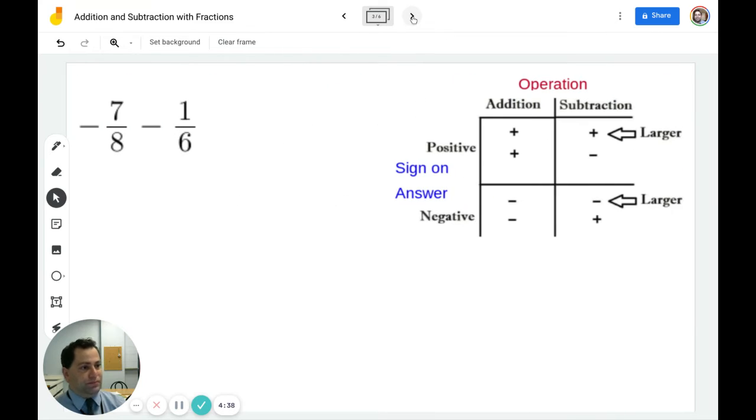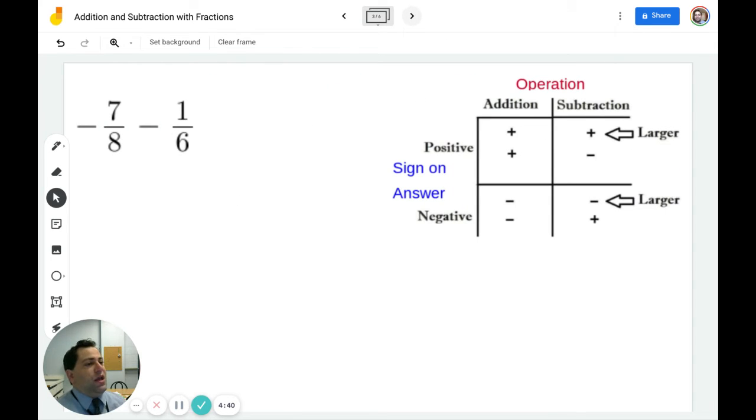Let's try another one. In this example, I have negative 7/8 and a negative 1/6. We start by multiplying the denominators. 8 times 6 is 48. Next, starting in the upper left, I have negative 7 times 6. That's going to be negative 42.